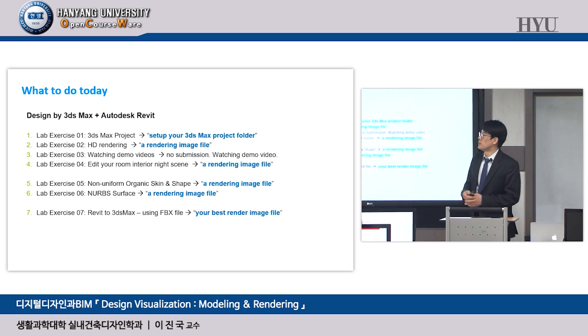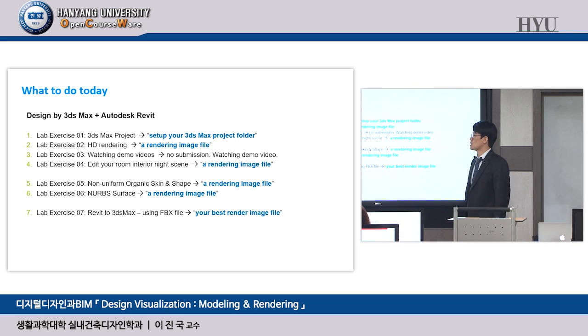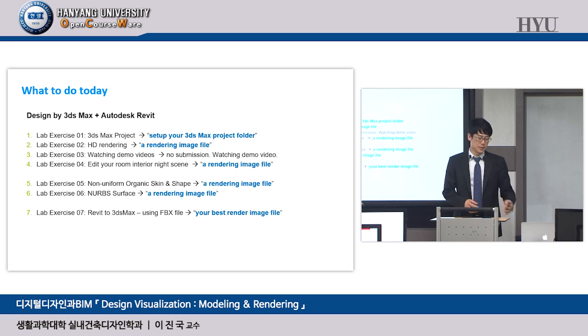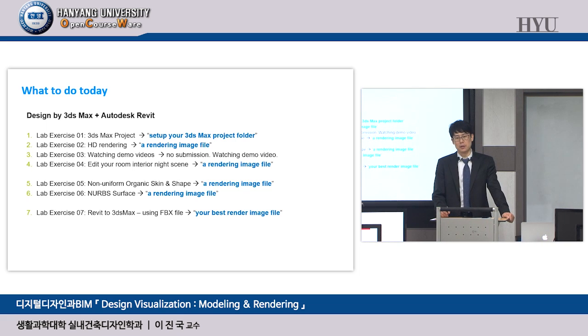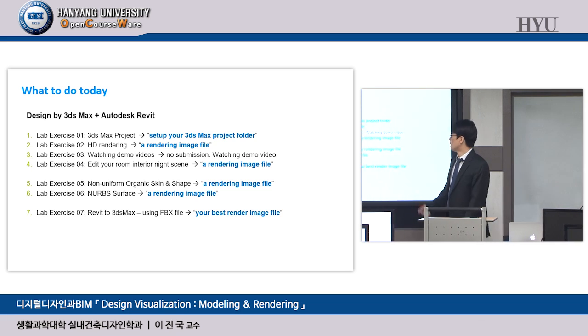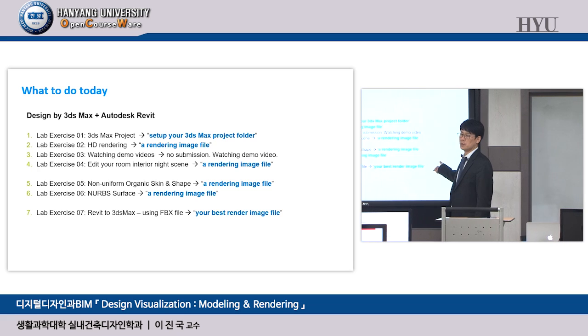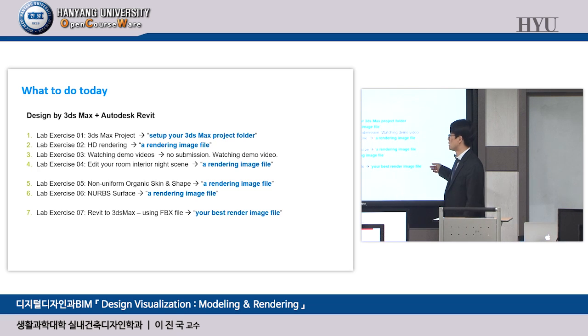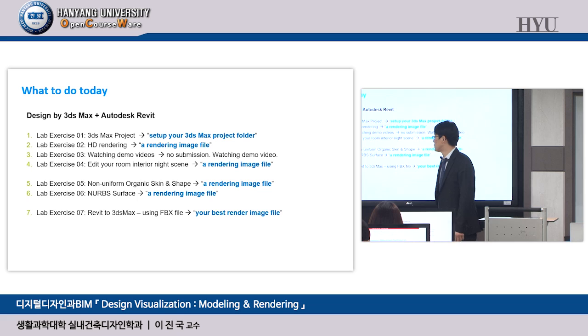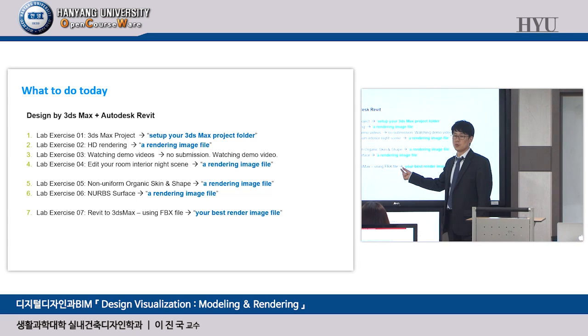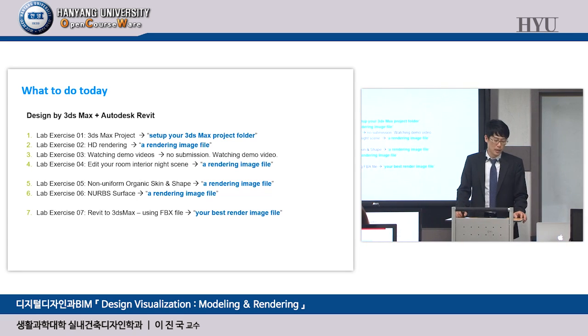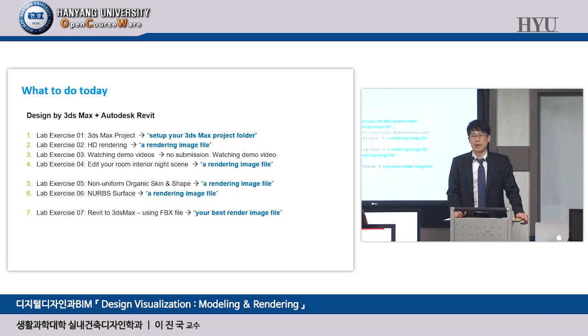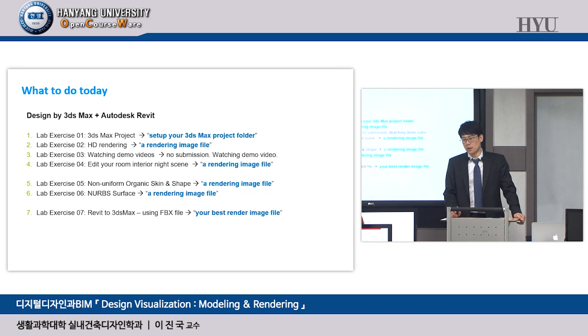Some intensive review for geometry-oriented modeling as well as the renderer, mental ray renderer, and Autodesk material-based modeling. The last one for today is a preliminary interoperability lab exercise. For example, today, Revit to 3D Max, I'll let you know how to use the FBX file format for visualizing your design model originally created by Revit, okay?